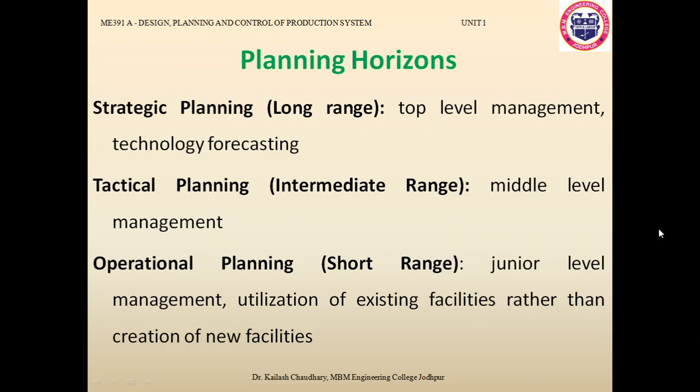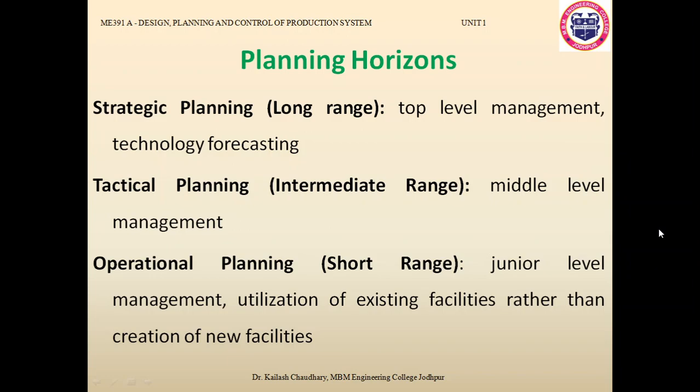Next we will try to understand planning horizon. It is very important for any industrialist to know about different types of planning. So depending on the time of the process, we differentiate planning horizon in three categories: long range, intermediate range, and short range, which are also known as strategic planning, tactical planning, and operation planning.